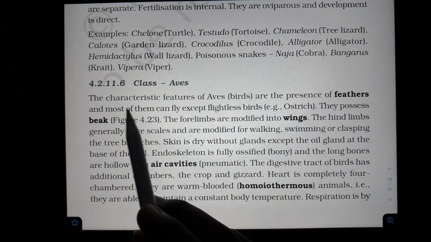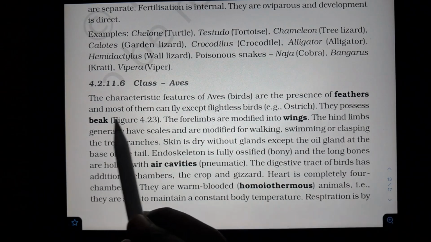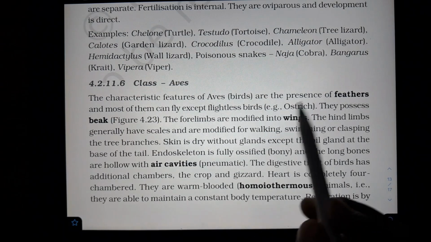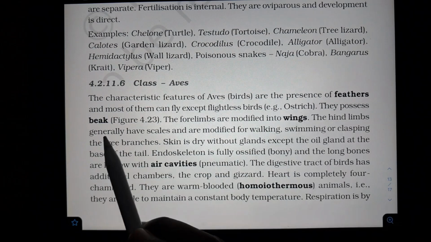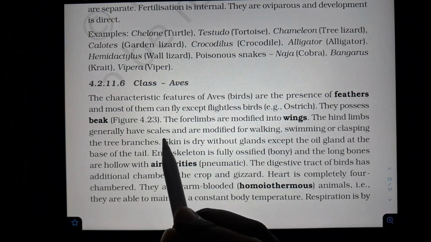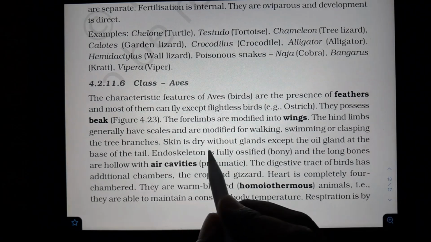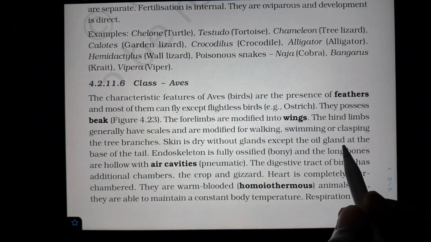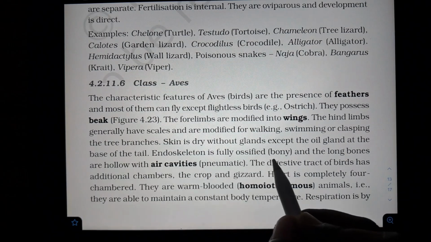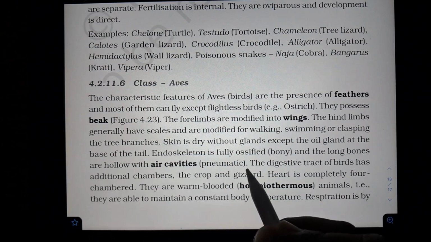Class Aves. The characteristic feature of Aves, which means birds, is the presence of feathers. Most of them can fly except flightless birds. An example is the ostrich. They possess a beak. The forelimbs are modified into wings. The hind limbs generally have scales and are modified for walking, swimming and clasping tree branches. Skin is dry without glands except the oil gland at the base of the tail. Endoskeleton is fully ossified, bony, and the long bones are hollow with air cavities, pneumatic.